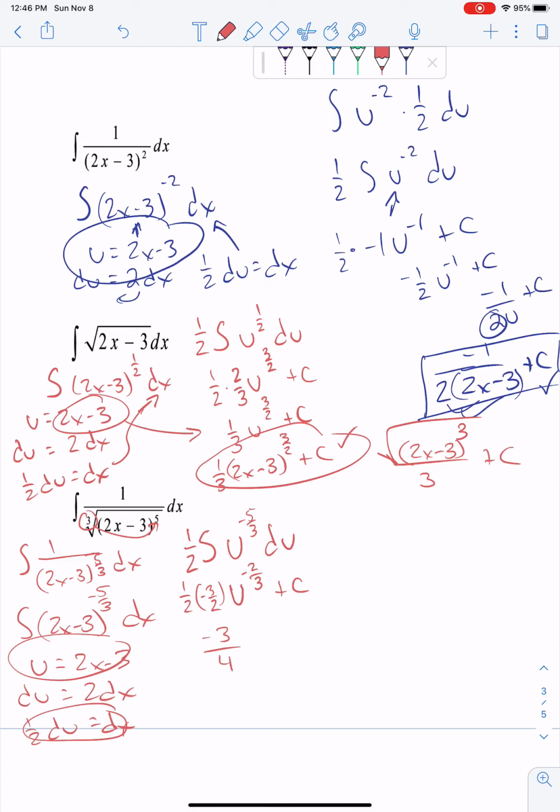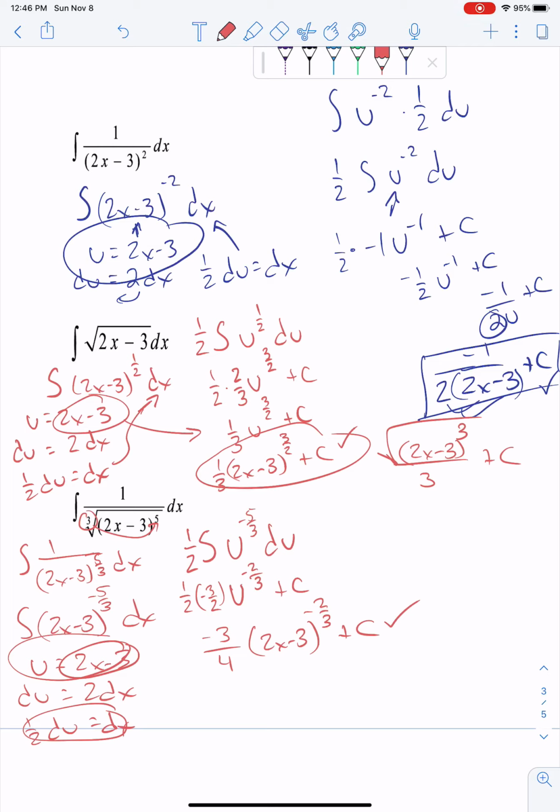And instead of a u, I'm going to go ahead and plug my 2x minus 3 in right now. So 2x minus 3 raised to the negative 2/3 plus c. And again, if I am free responding, I'm done right there. That looks great to me. If you want to simplify it, you are welcome to.